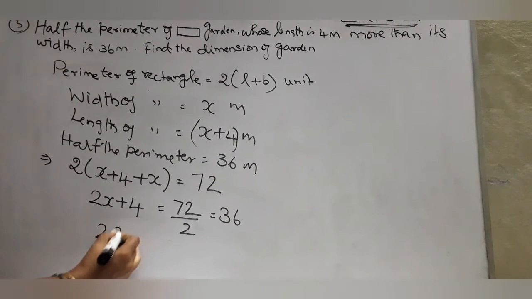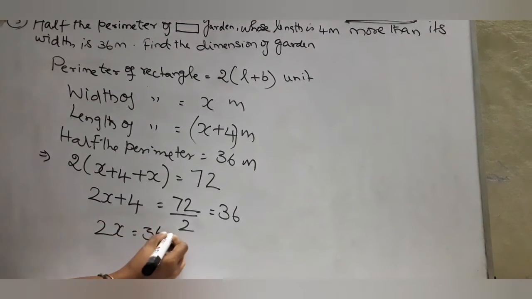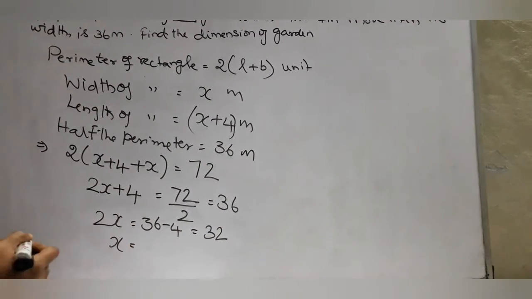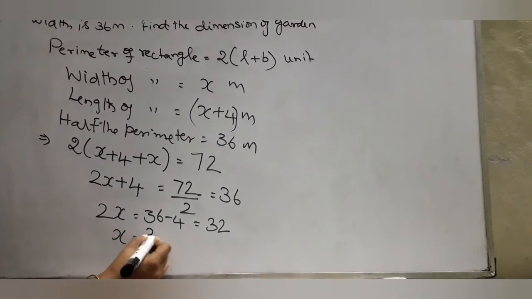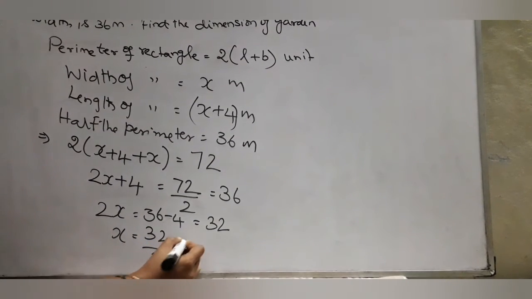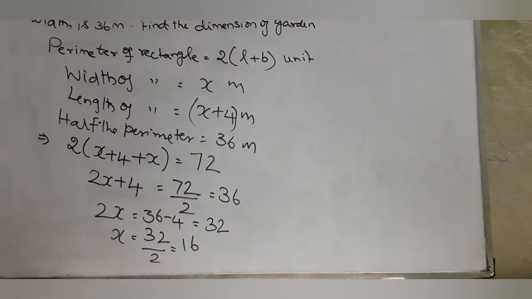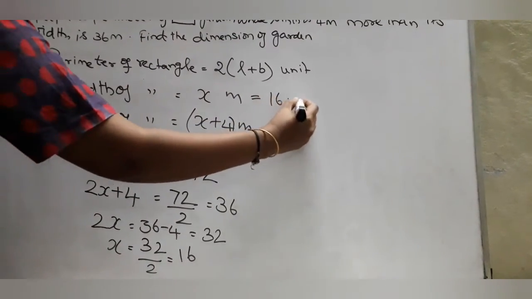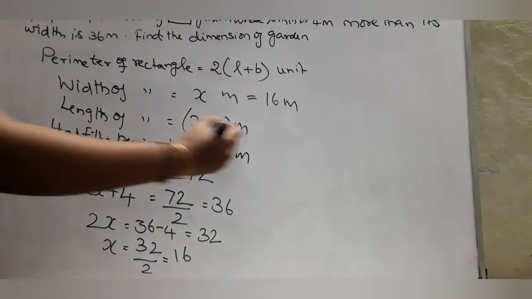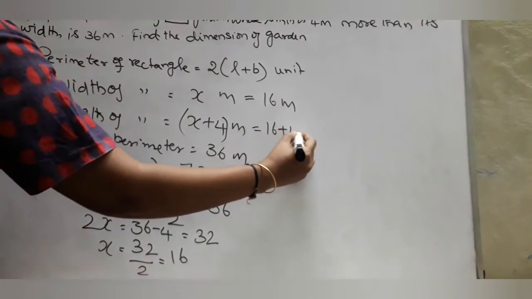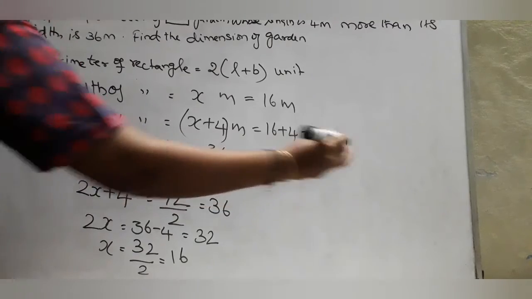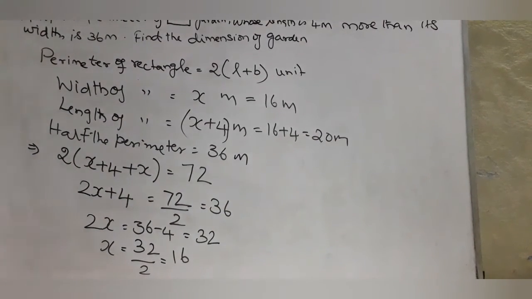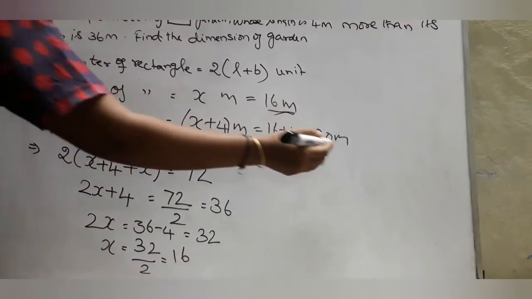It is 36. Now, 2x is equal to 36 minus 4, which is equal to 32. x is equal to 32 by 2, which is nothing but 16. So, x is equal to 16 meter. Again, 16 plus 4, 20 meter. The length of the rectangle is 20 meter and the width of the rectangle is 16 meter.